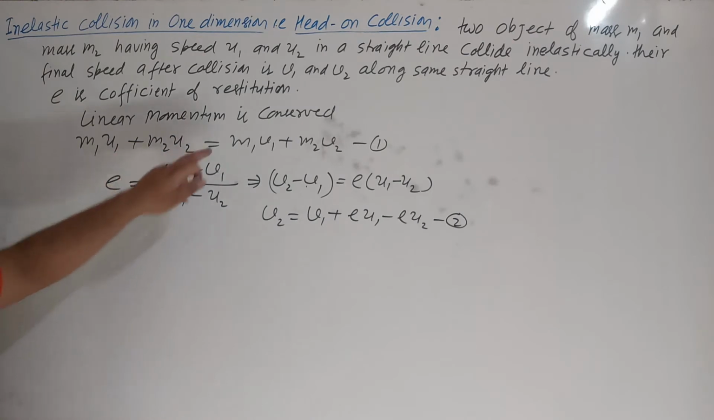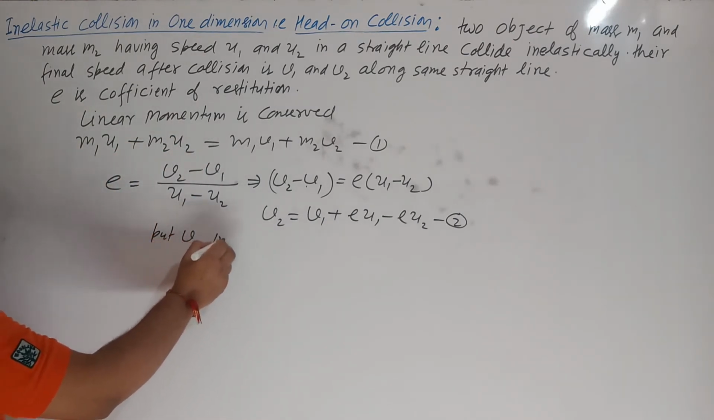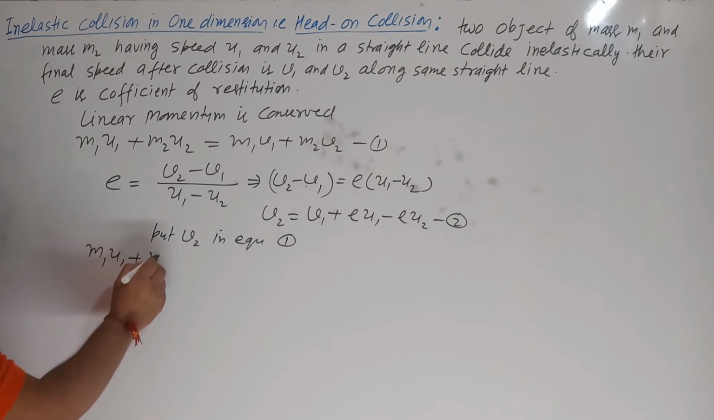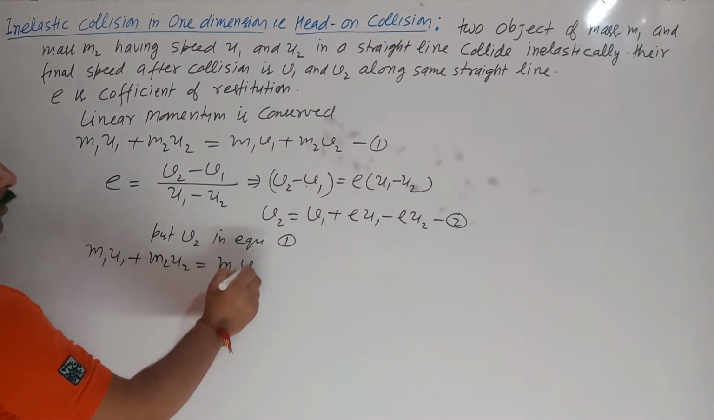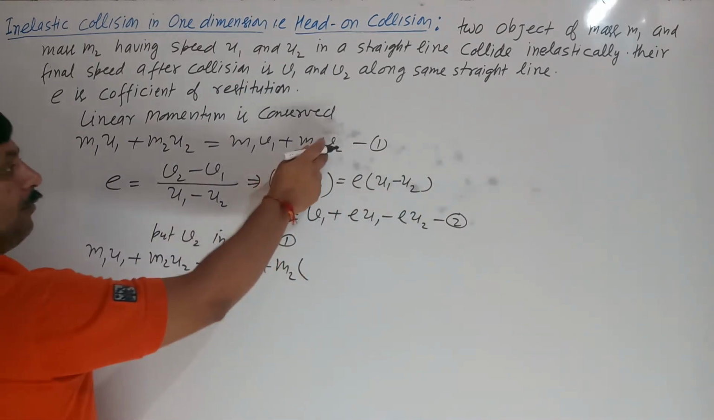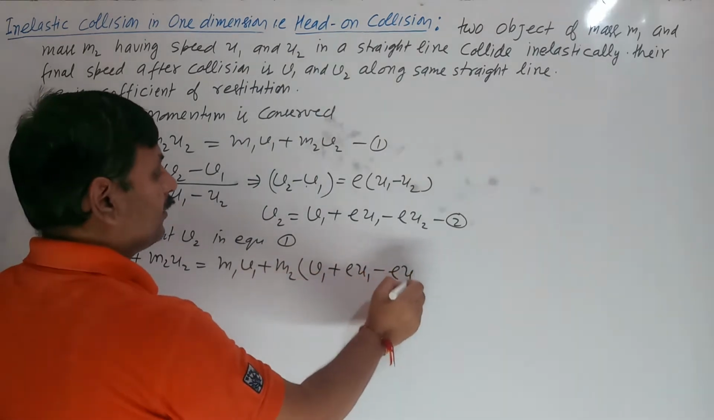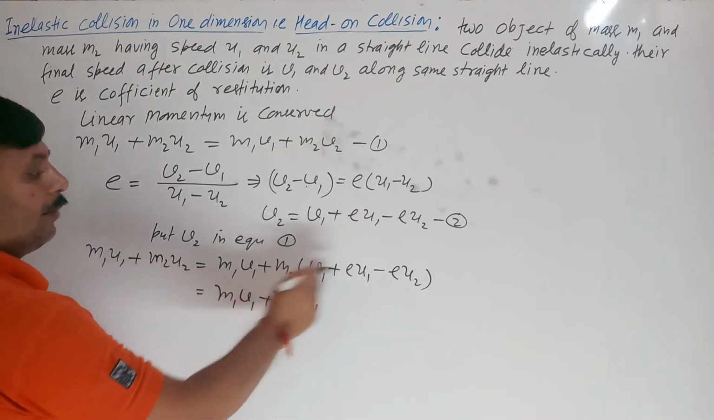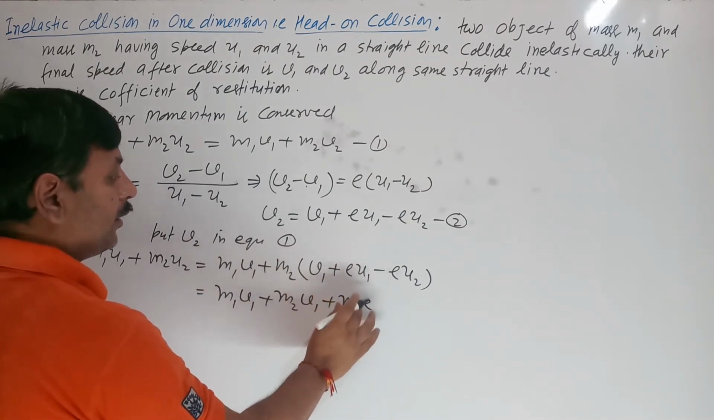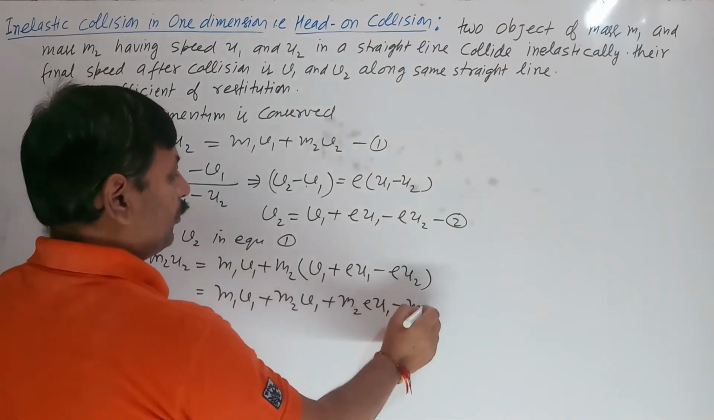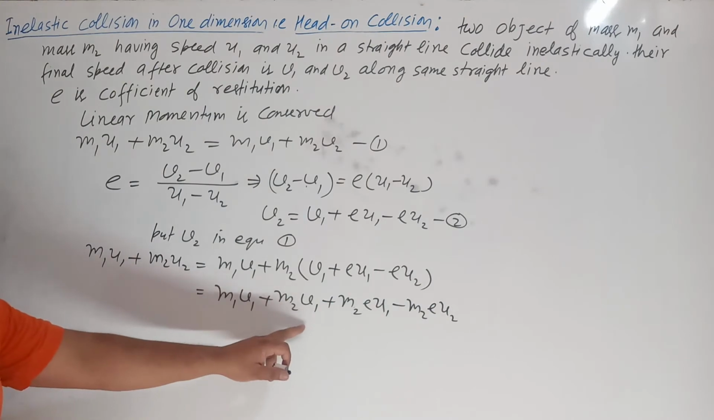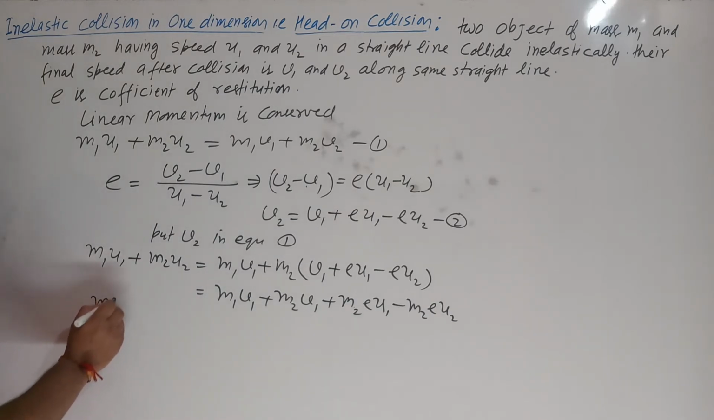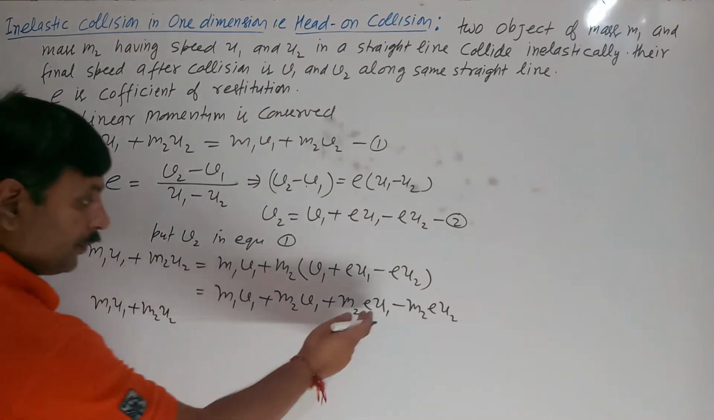We put this in the first equation. Put v2 in equation 1: m1 u1 plus m2 u2 is equal to m1 v1 plus m2 times, in place of v2, v1 plus e u1 minus e u2. Solve this by multiplying m2: m2 e u1, m2 e u2. We have to find v1. To do that, take all these terms on the left hand side: m1 u1 plus m2 u2, I have taken on the left hand side.